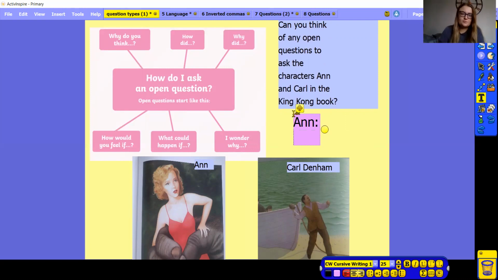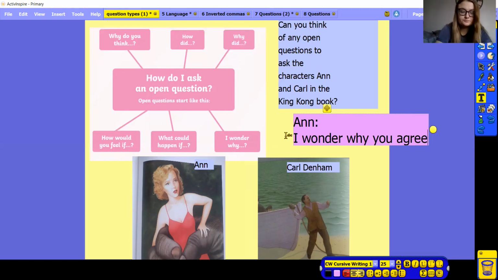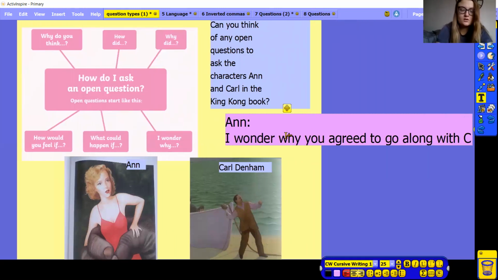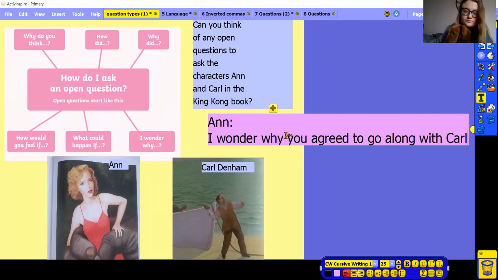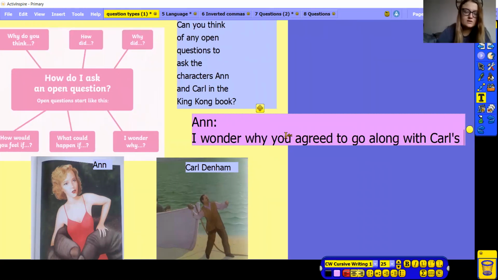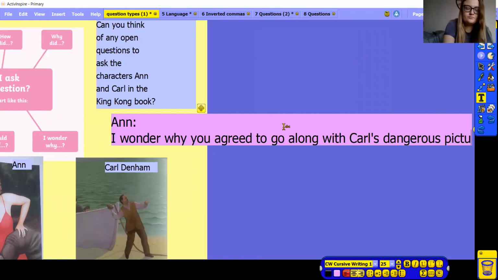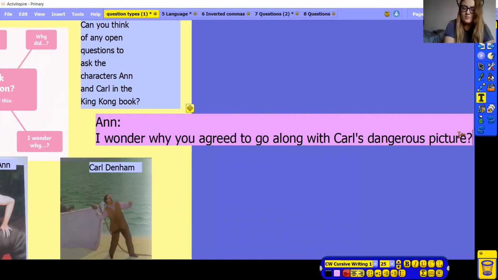So let's think of an example. I wonder why you agreed to go along with Carl's dangerous picture. That could be one of your questions. What you then need to do, like we did before, is you then need to answer the question.